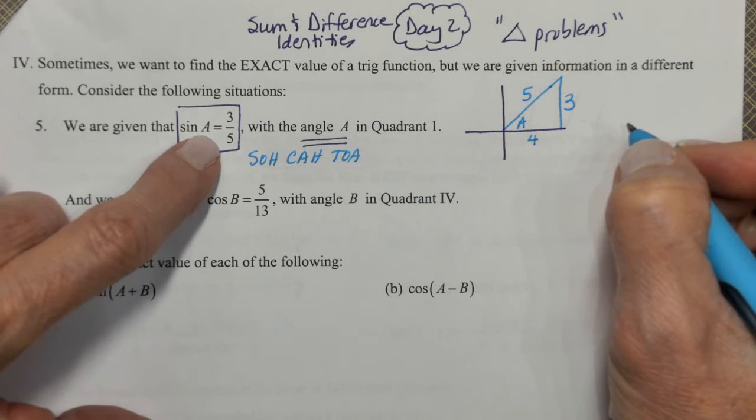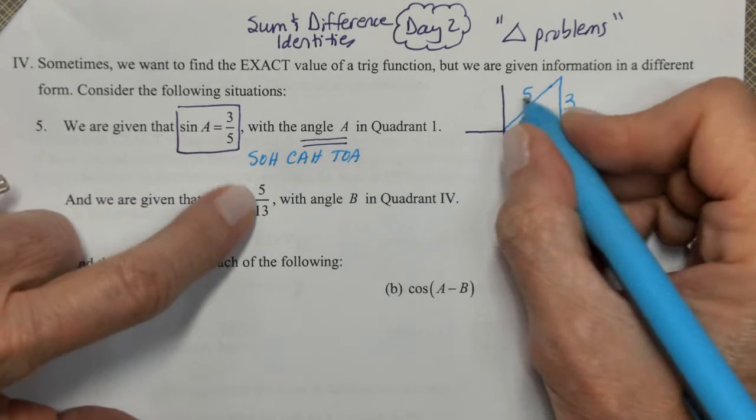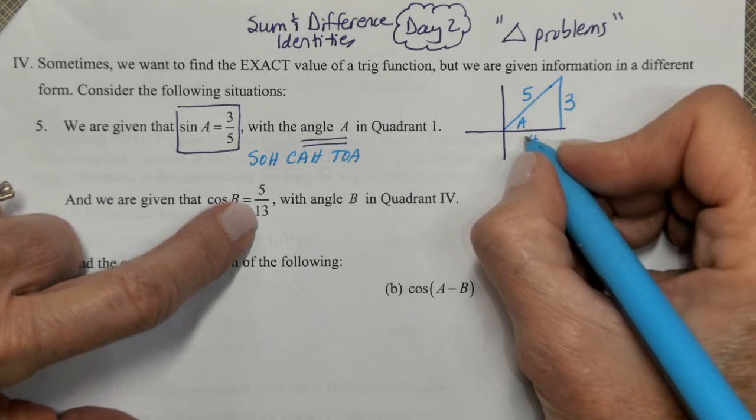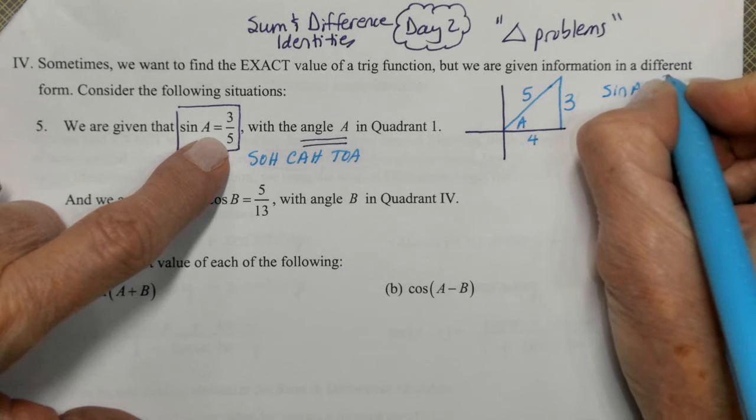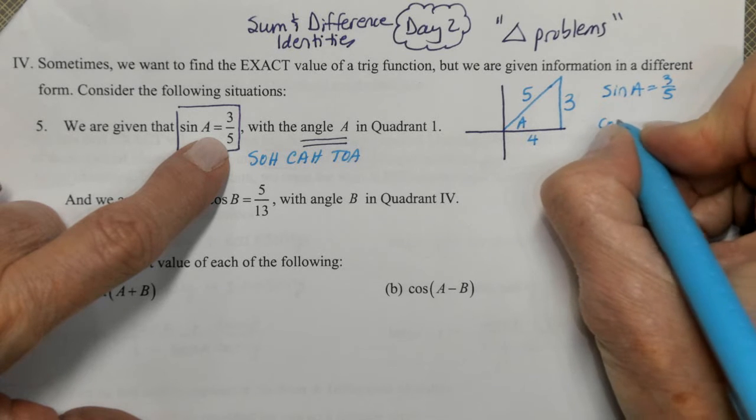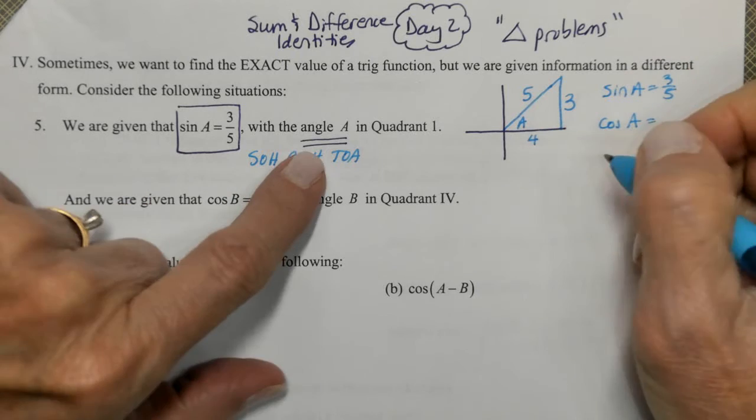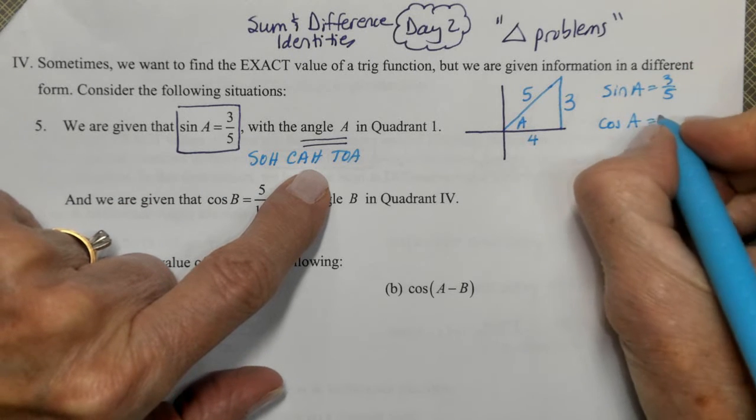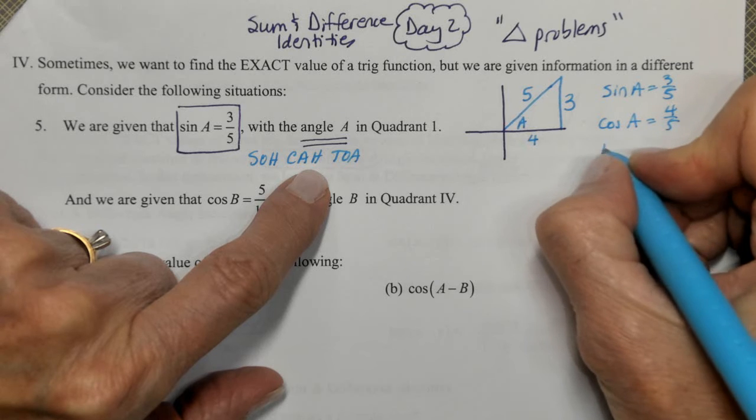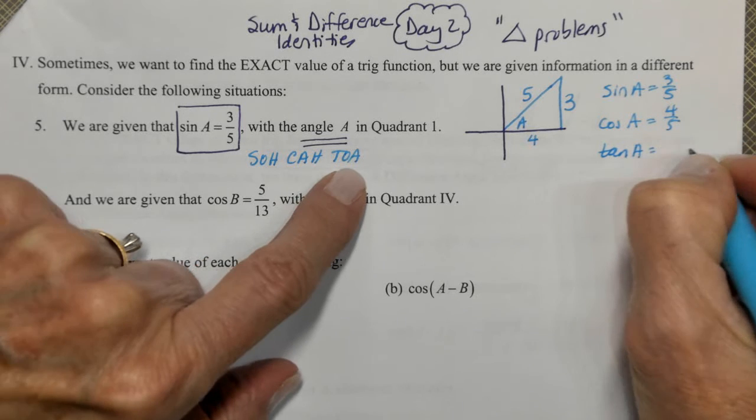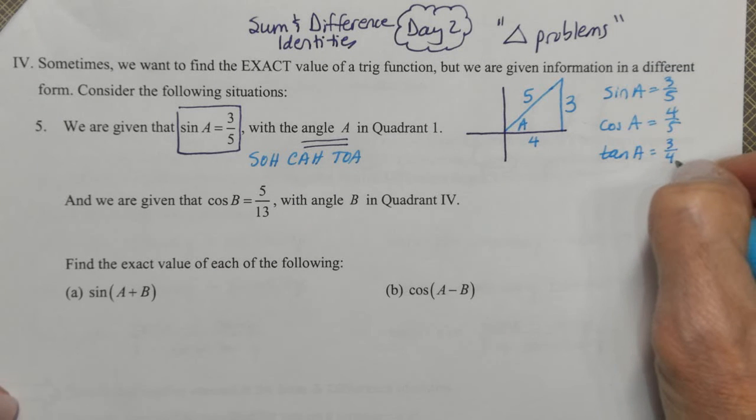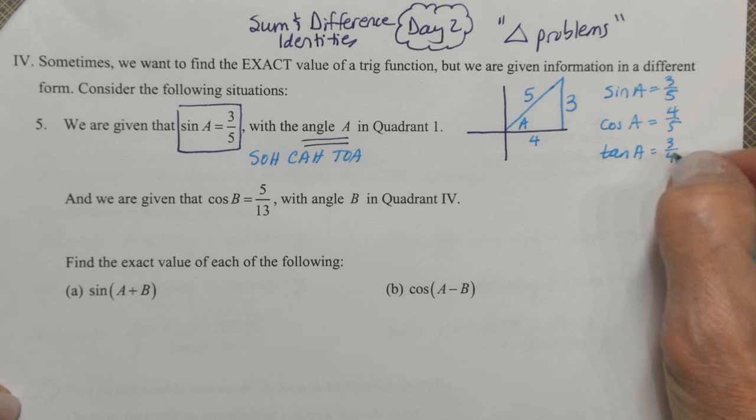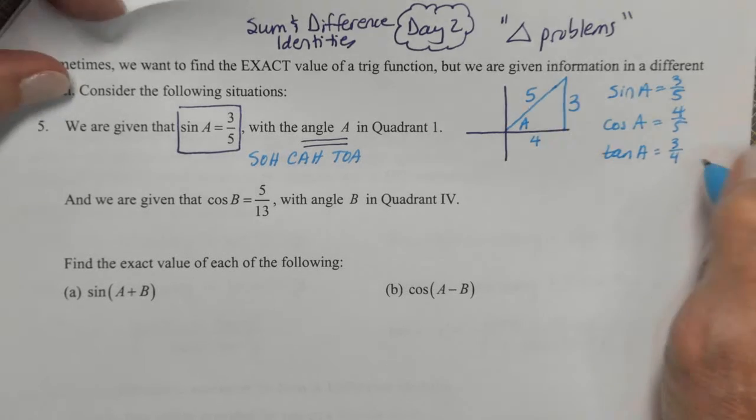If we know that sine of A is 3/5, we can get every other trig function value for A. Sine of A is 3/5. Cosine of A would be adjacent over hypotenuse, 4/5. Tangent of A would be opposite over adjacent, 3/4. Of course we could get the other 3 trig functions if we wanted to, but those are not in the formulas we are dealing with.